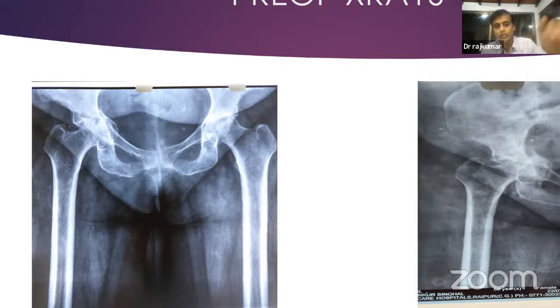That means what? Your anterior column fixation needs a lot of soft tissue dissection. So you are disturbing the biology there. So then you are putting in a plate. The chance of non-union is high now. So that is what has happened here.